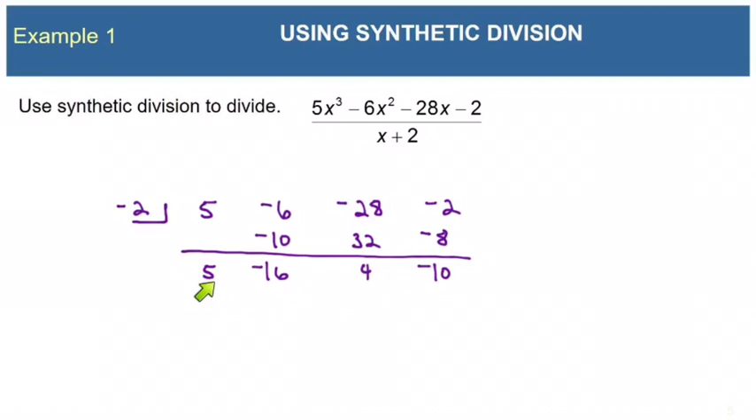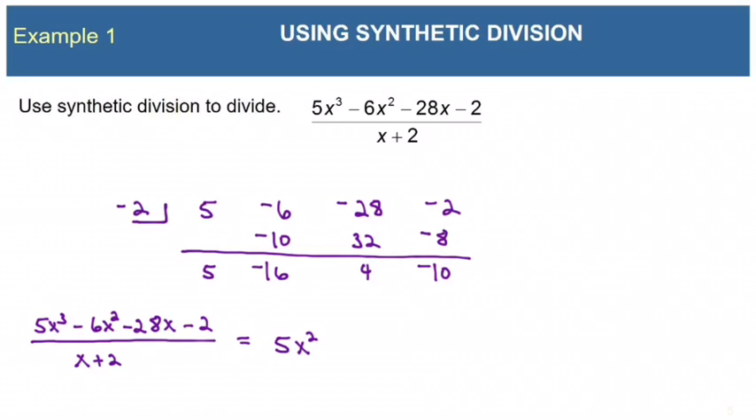So the quotient we get, remember, is going to start with one less power than the polynomial we divided into. That was 5x to the third. So this will be 5x squared minus 16x plus 4. And then this is our remainder, so we'll have minus 10 over x plus 2.